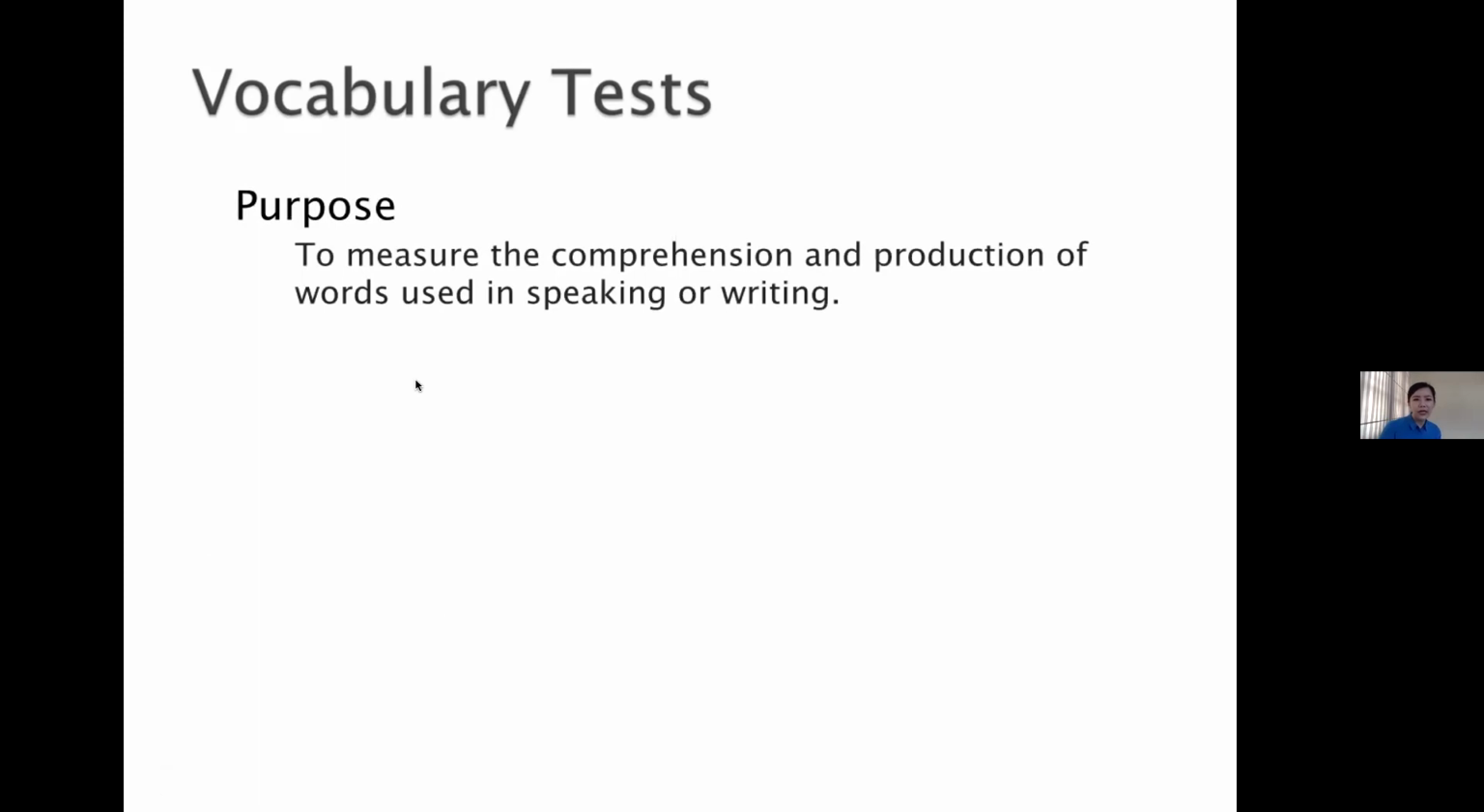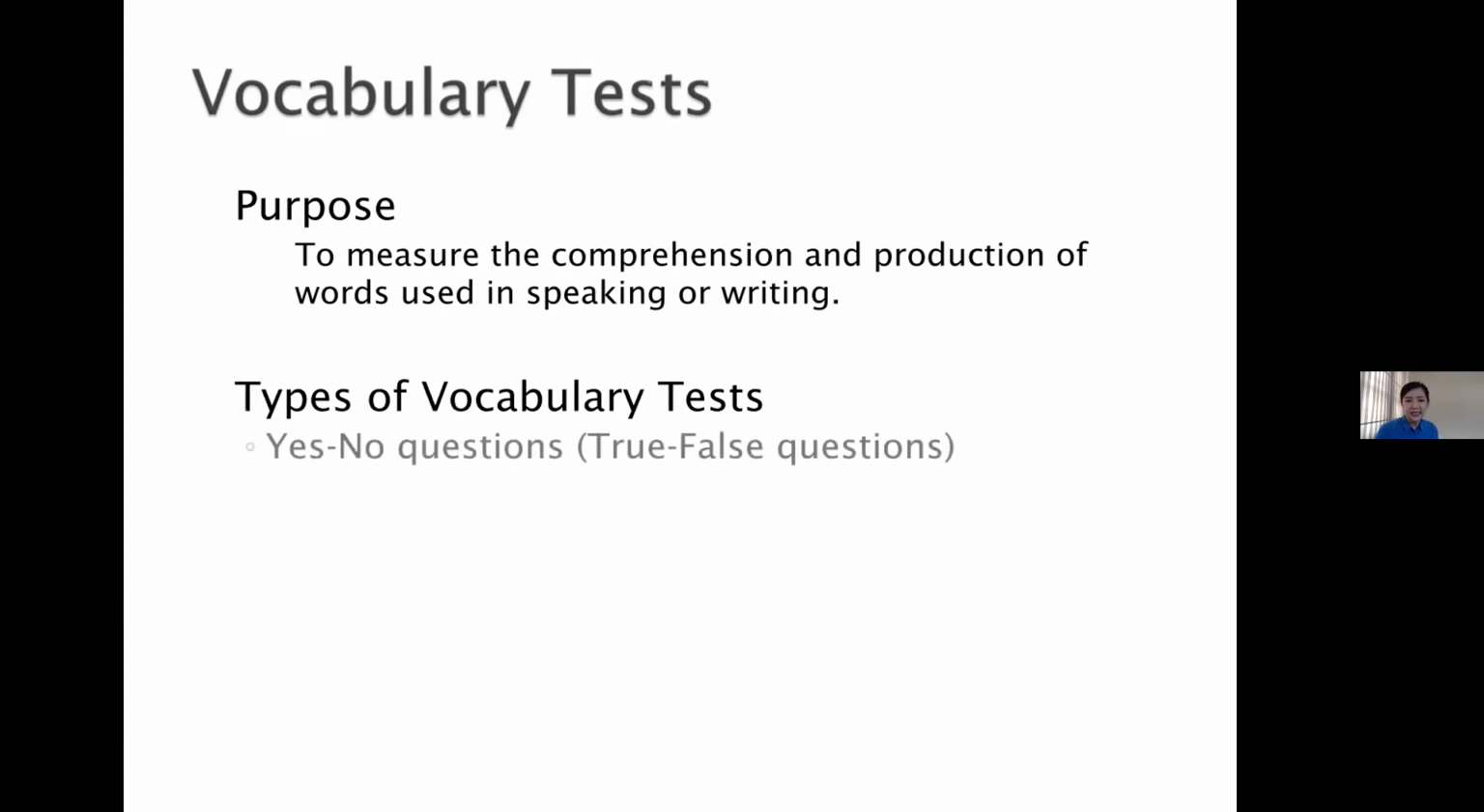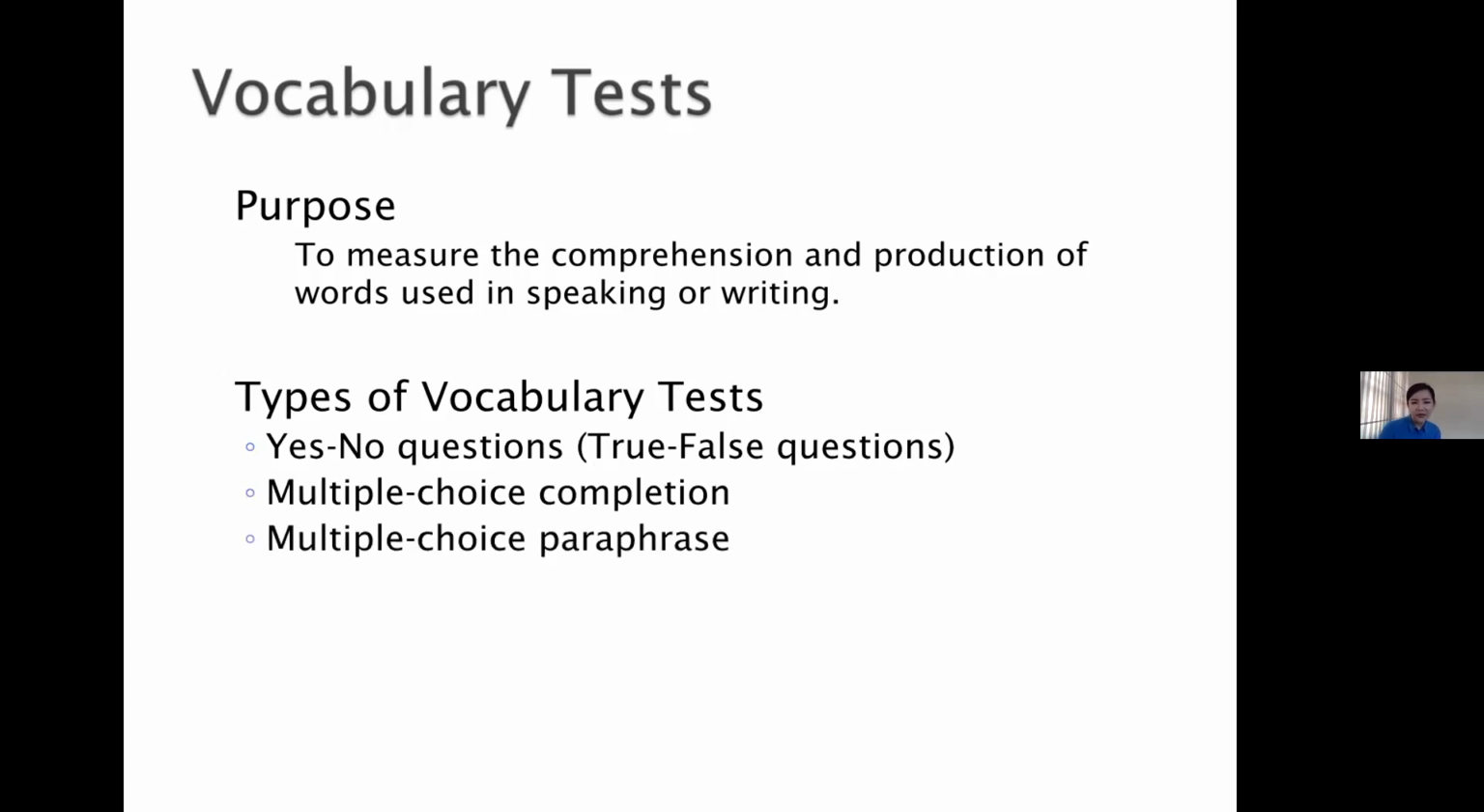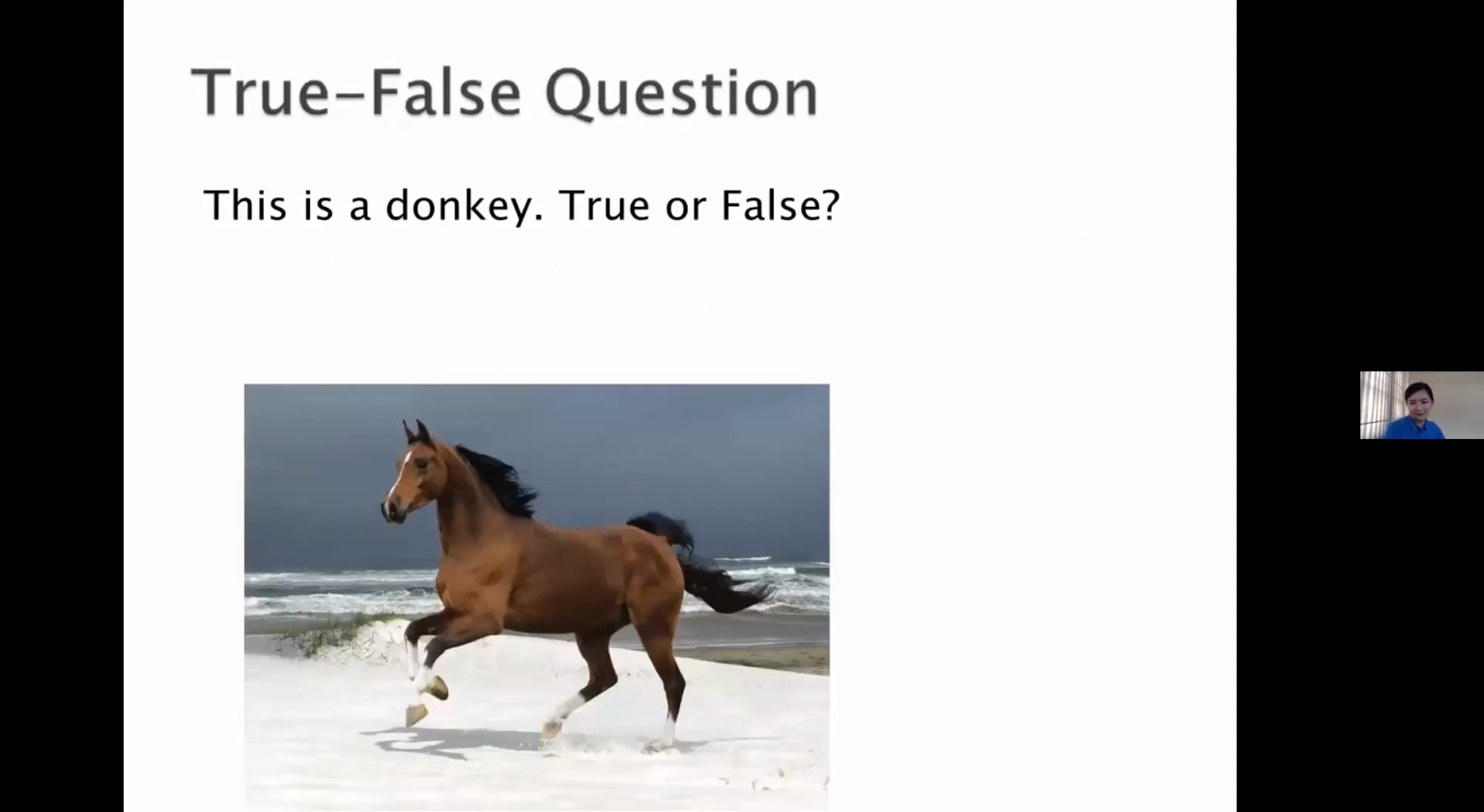When you do a vocabulary test, you have to know the purpose of vocabulary tests. A vocabulary test is to measure the comprehension and production of words used in speaking or writing, all right? And we have many types of vocabulary tests. For example, we can use yes/no questions, or sometimes true/false questions. If you use a yes/no question, the answer must be yes or no. But if you use a true/false question, the answer must be true or false. We can have multiple choice completion, multiple choice paraphrase, and simple completion. Let's start with the first one.